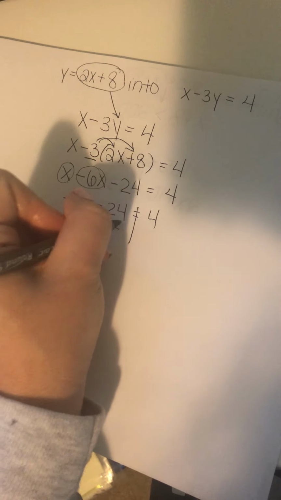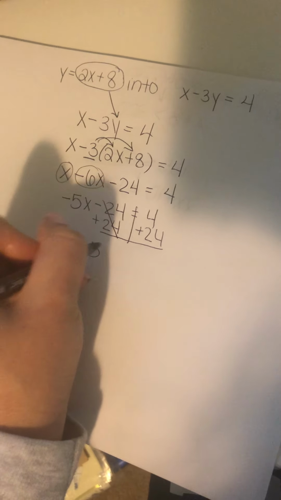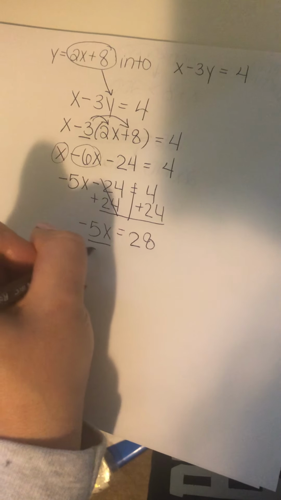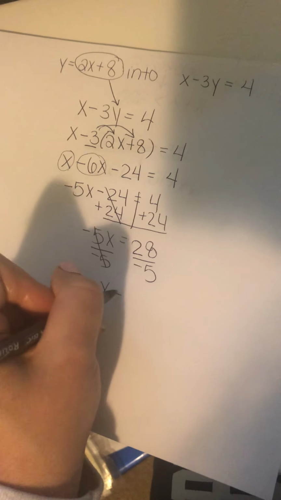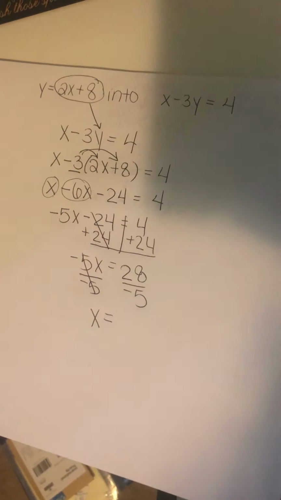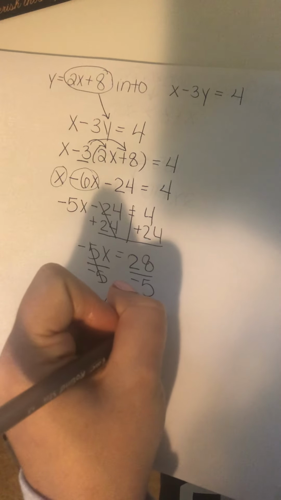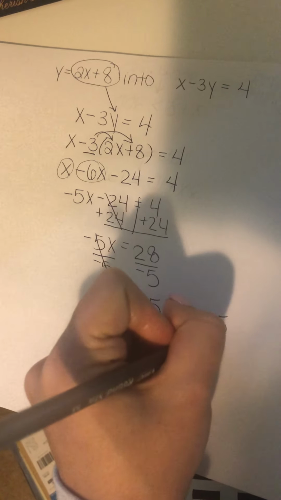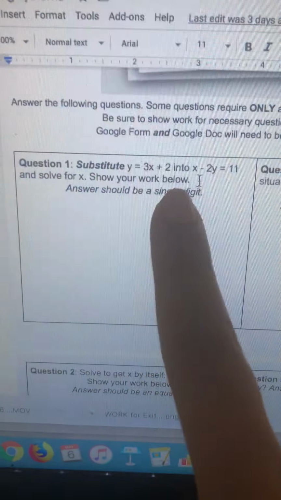And then we would solve our two-step equation. So I would add 24 to both sides. We get negative 5x equals 28. And then we would divide by negative 5. Now for you guys, your answer will come out to an integer. But for me, of course, because I made this question up, it's not coming out that way. So it would be negative 5 and 3/5, or negative 5.6. Okay, but for you, as indicated in the directions, it says it'll be a single digit.